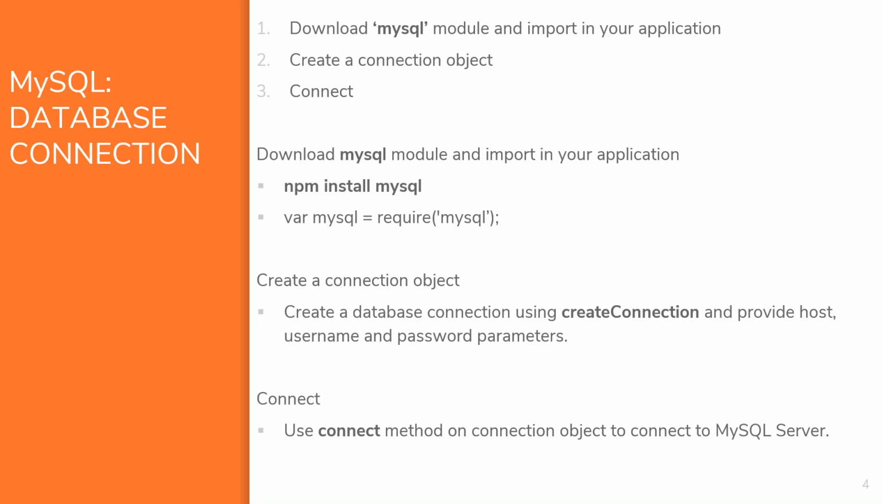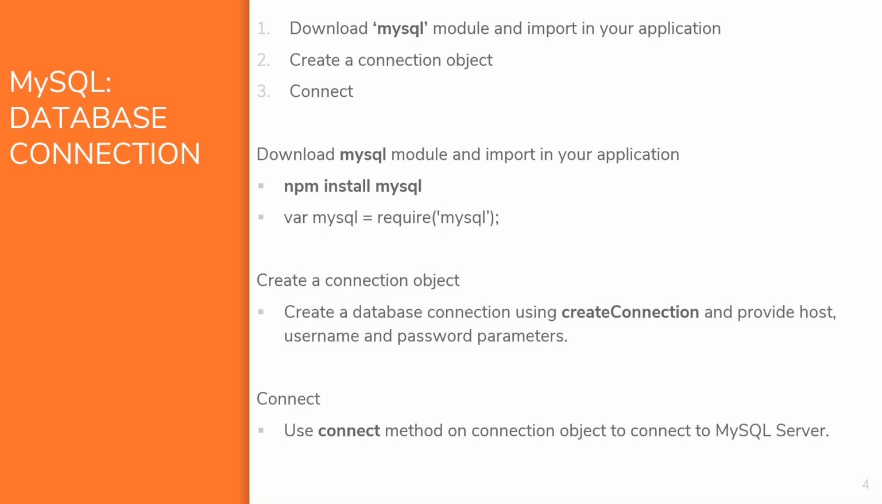First, to download and install the MySQL module, all you need is Node Package Manager installed on your machine, and then all you have to give is a single command, npm install mysql. Then you have to include it in your application by storing it inside a variable, so that you can use all the methods that are inside the MySQL driver.